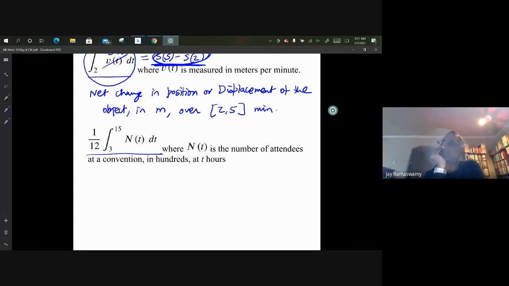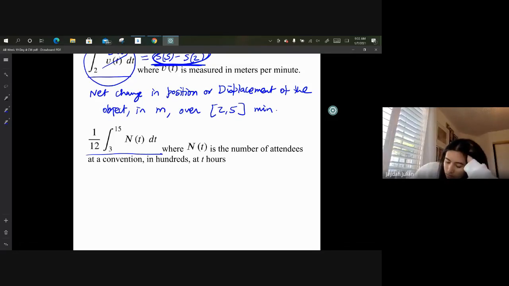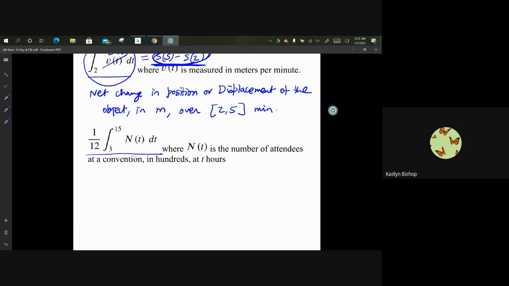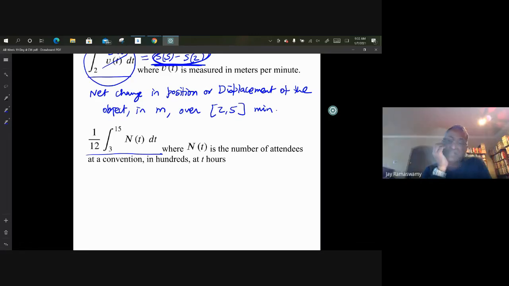Write me the units also. I mean, no rush. Okay, Ms. Meena: average number of attendees at a convention, in hundreds, over the closed interval 3 to 15 hours. Okay guys, you may not have heard her. I have super sharp hearing. That was Meena shouting, by the way.